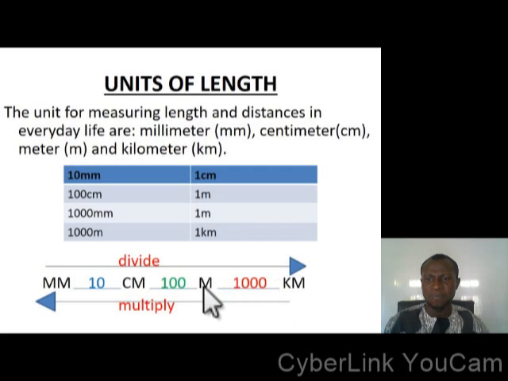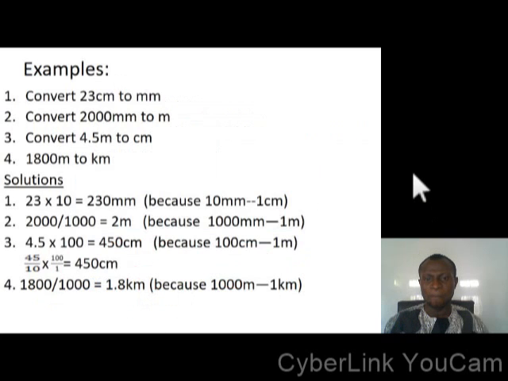If you are converting from meter to centimeter, what do you do? You multiply by 100. If you are converting from centimeter to millimeter, you multiply by 10. That's how it goes. Once you understand this chart appropriately, you can sketch it in your rough. Any question given to you between the conversion of one unit to the other, you should be able to do that. Now let's move to the next slide.